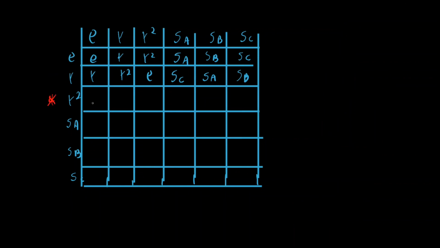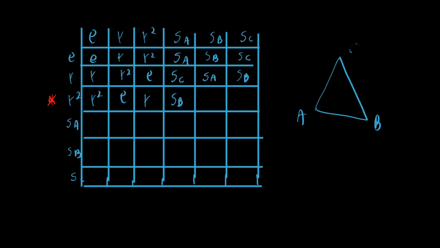And again, R squared times E is R squared, R squared times R is the identity, and R squared times R squared is R. Now for R squared times SA, let's go back to our triangle, ABC. Let's reflect around A. And now if we rotate 240 degrees counterclockwise, C will go here, A will go here, and B will go here. But notice something. This is just SB.